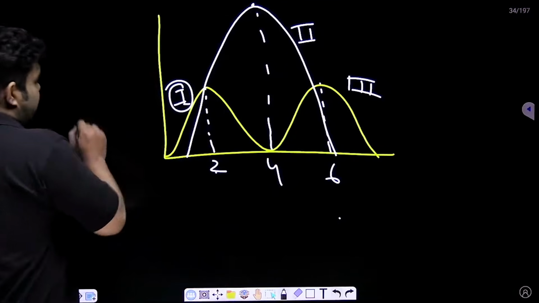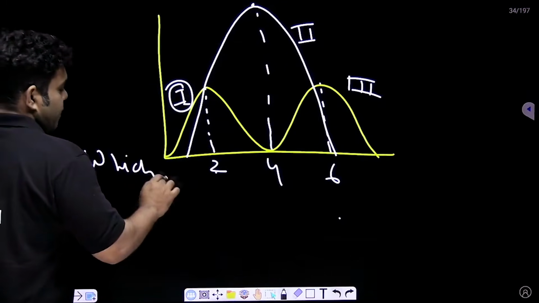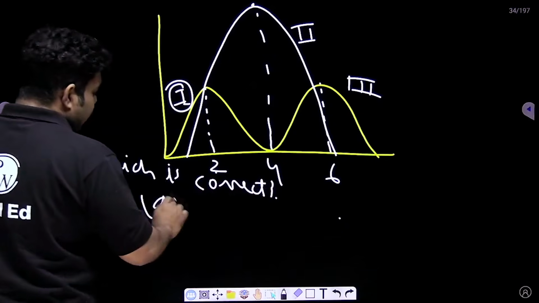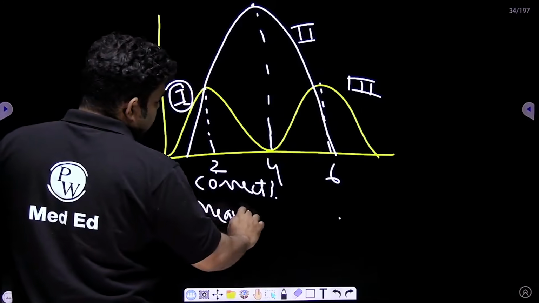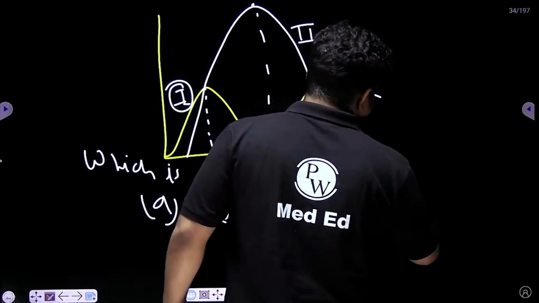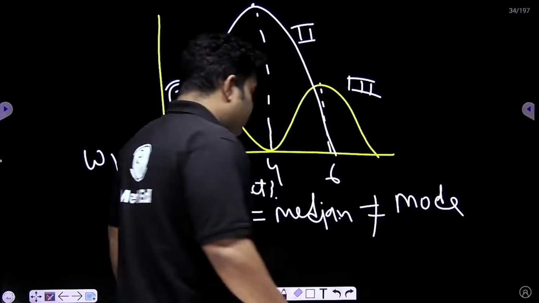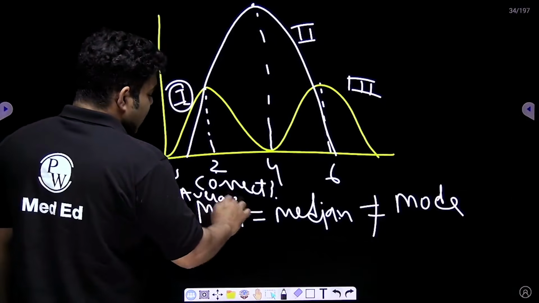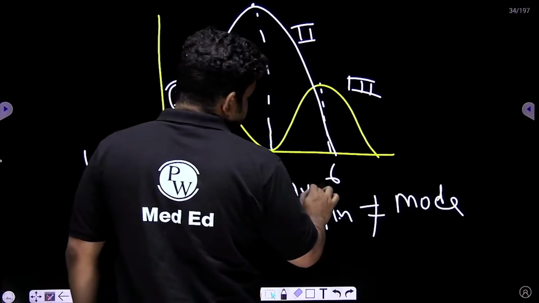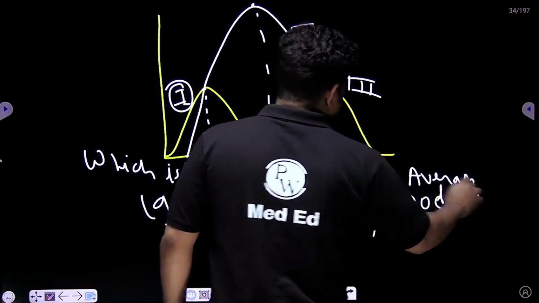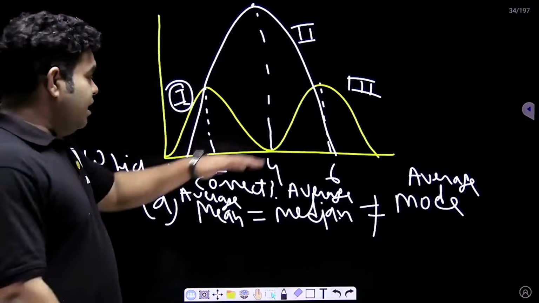They ask which is correct. Option A is that mean is equal to median, but mean and median are not equal to mode. And when they are talking mean, median, it means they are saying average mean, average median. Average mean is equal to average median, but average mean and median is not equal to average mode. That's what they want to ask about the 3 curves.